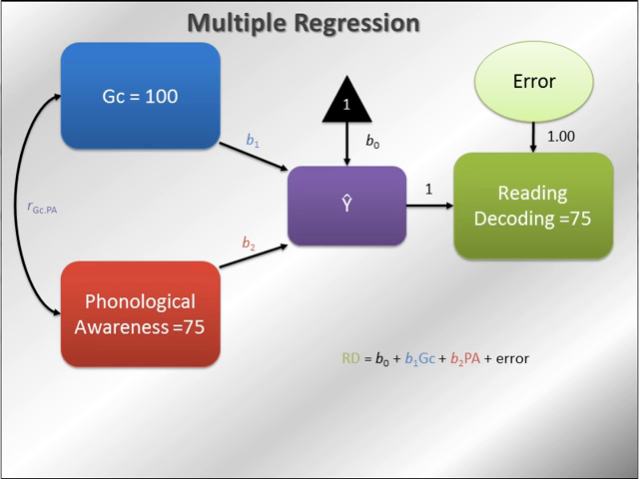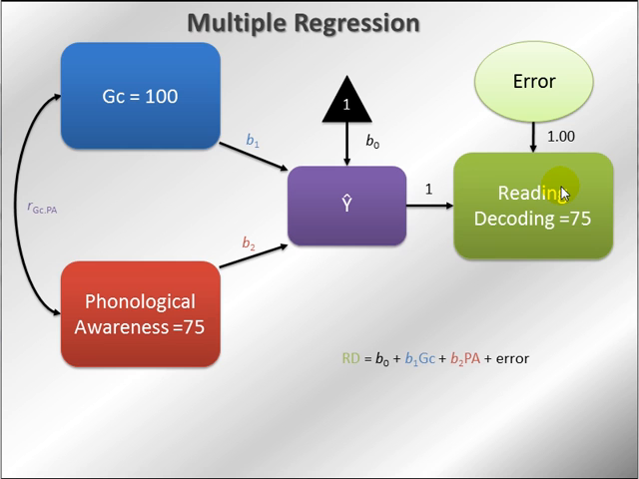This is a multiple regression model. In multiple regression, we measure a bunch of variables for a lot of different people. In this case, I have 3 variables. Again, GC, phonological awareness, and reading decoding. So if we collect a lot of data from a lot of people, and then we calculate the correlations between these 3 things, we can make an equation, a prediction equation.